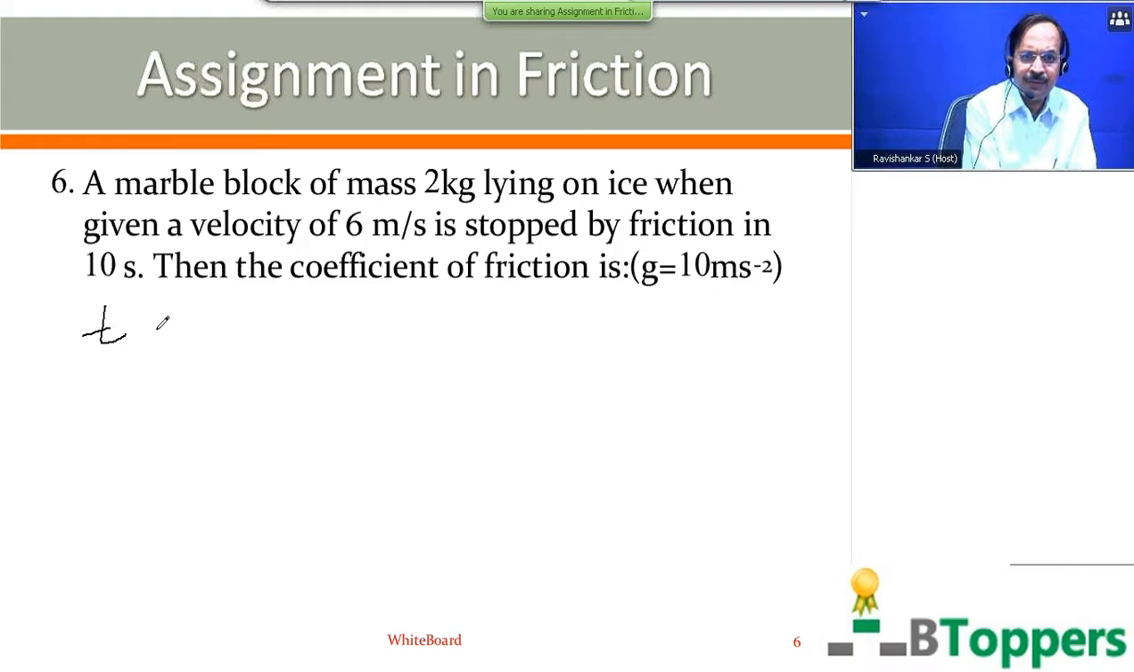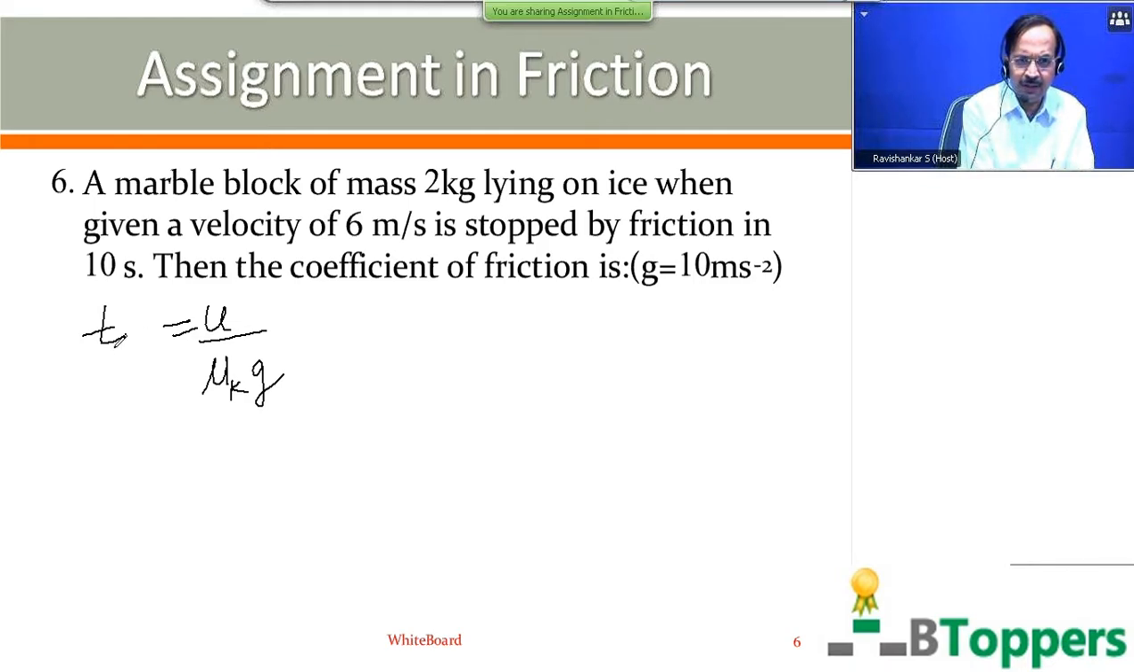That is the time after which the block comes to rest when it is thrown along a rough horizontal surface with some initial speed u, given by t equal to u by mu k into g. You can see here a marble block of mass 2 kg lying on ice, when given a velocity of 6 meters per second, is stopped by friction in 10 seconds. The coefficient of friction is to be found, with g given as 10 meters per second square.